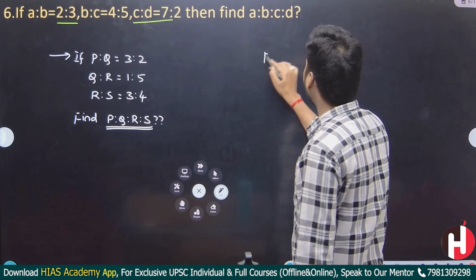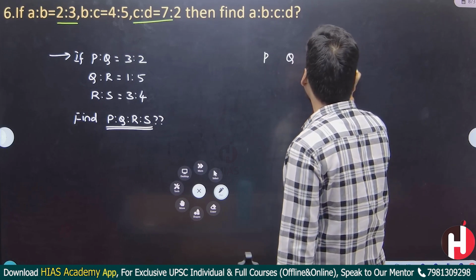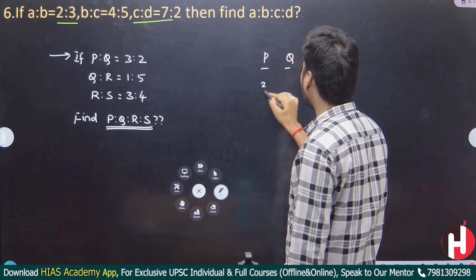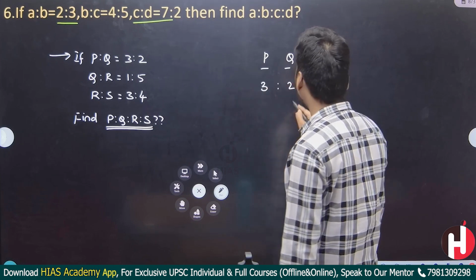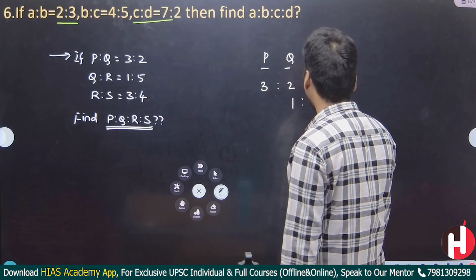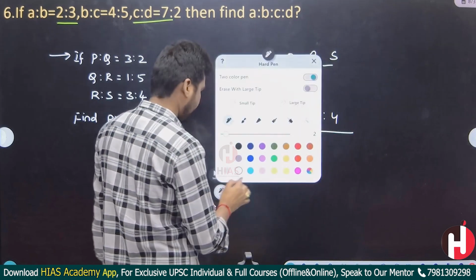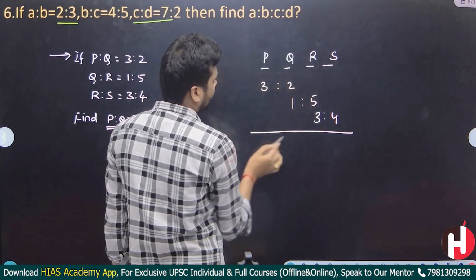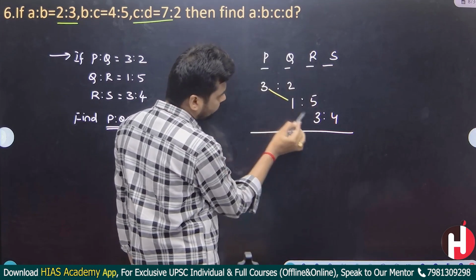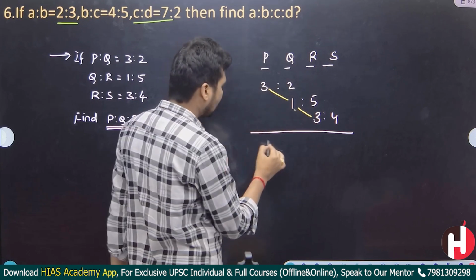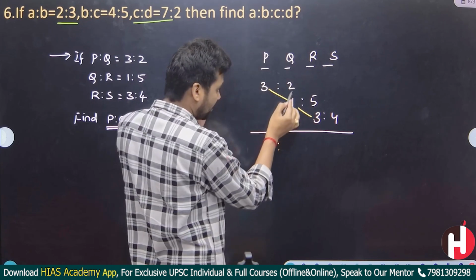So here it is P, Q, R and S. So 3 is to 2. Next, Q is to R is what? 1 is to 5. 3 is to 4. What is the first term? Product of all these terms. So 3 into 1 into 3. So 3 3s are 9. So next term is what?